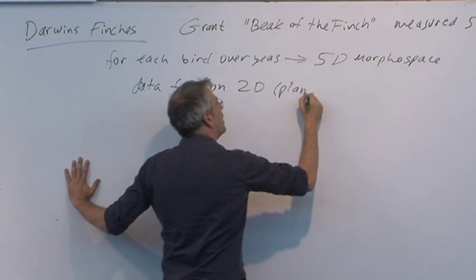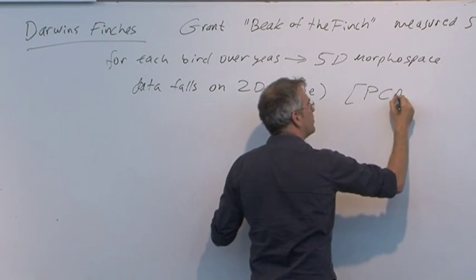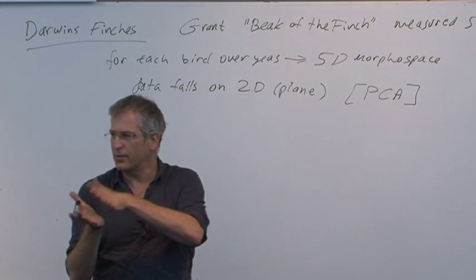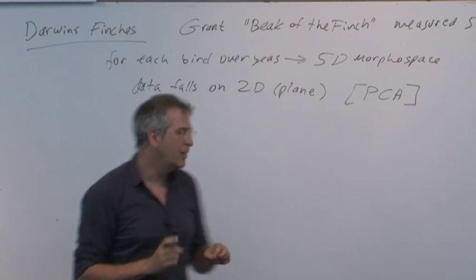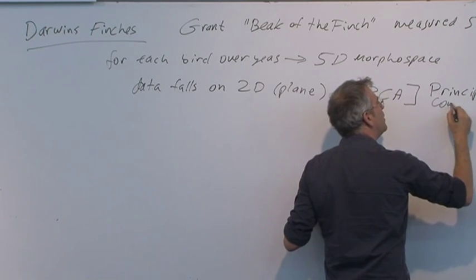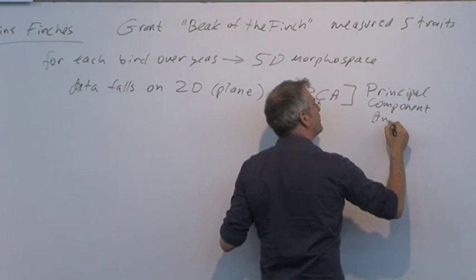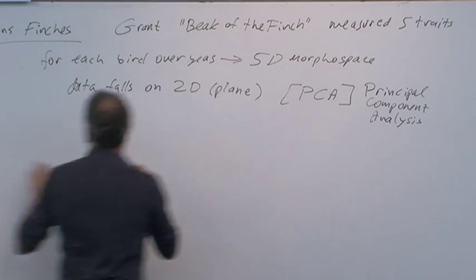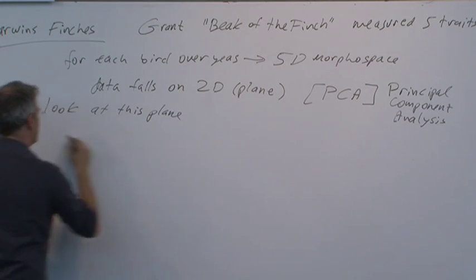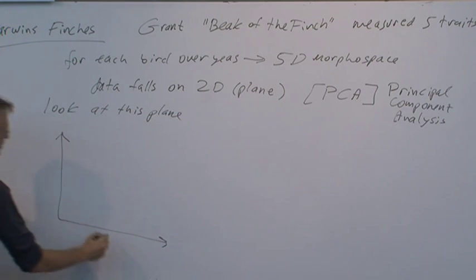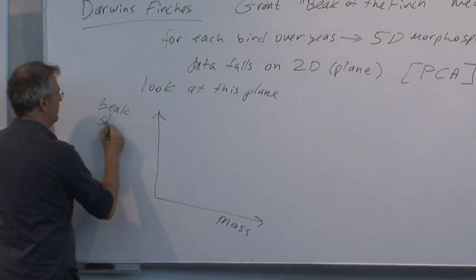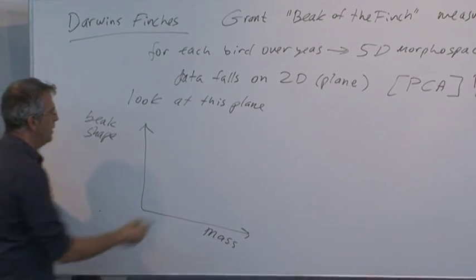On a plane. I'm just mentioning that principal component analysis is a mathematical technique that can take data like that and ask, does it fall on a plane, on a triangle? I'm not going to get into it right now, but those of you that are interested should look up principal component analysis on Wikipedia. And when you look at this plane, you can describe it with one axis being the mass of the bird, and the other being beak shape.